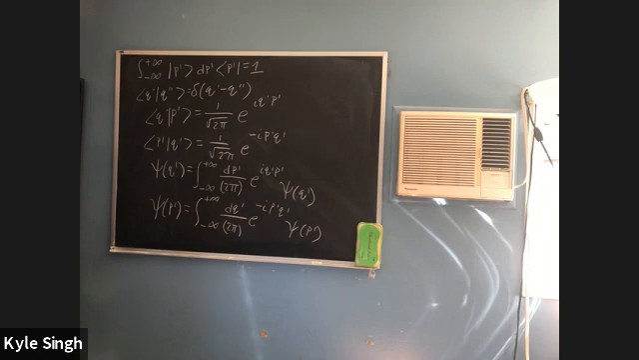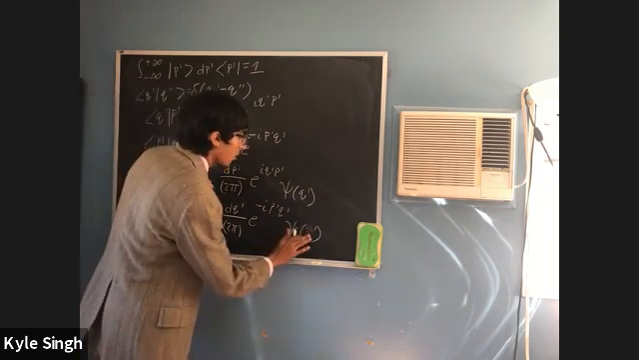Wait, are you going to explain where you got the initial 1 over square root of 2 pi e to the? Yeah.